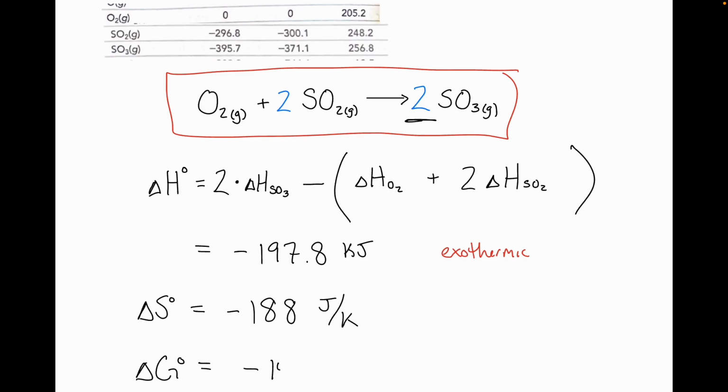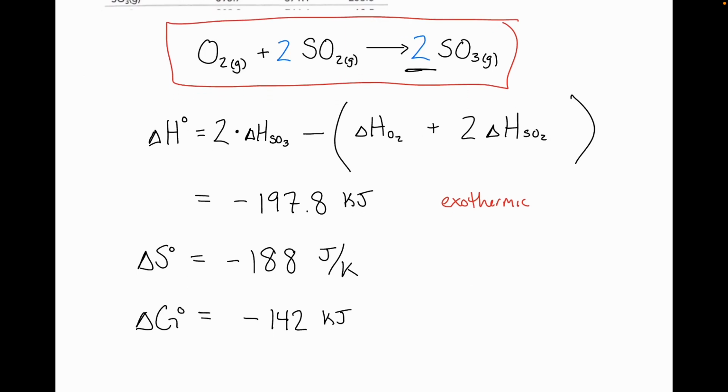I get negative 142. Okay. So at 25 degrees Celsius, is this reaction spontaneous or non-spontaneous? Negative delta G, what does that mean? Negative delta G is good. Negative delta G is a spontaneous reaction, right? So this reaction is spontaneous, specifically at 25 degrees Celsius.